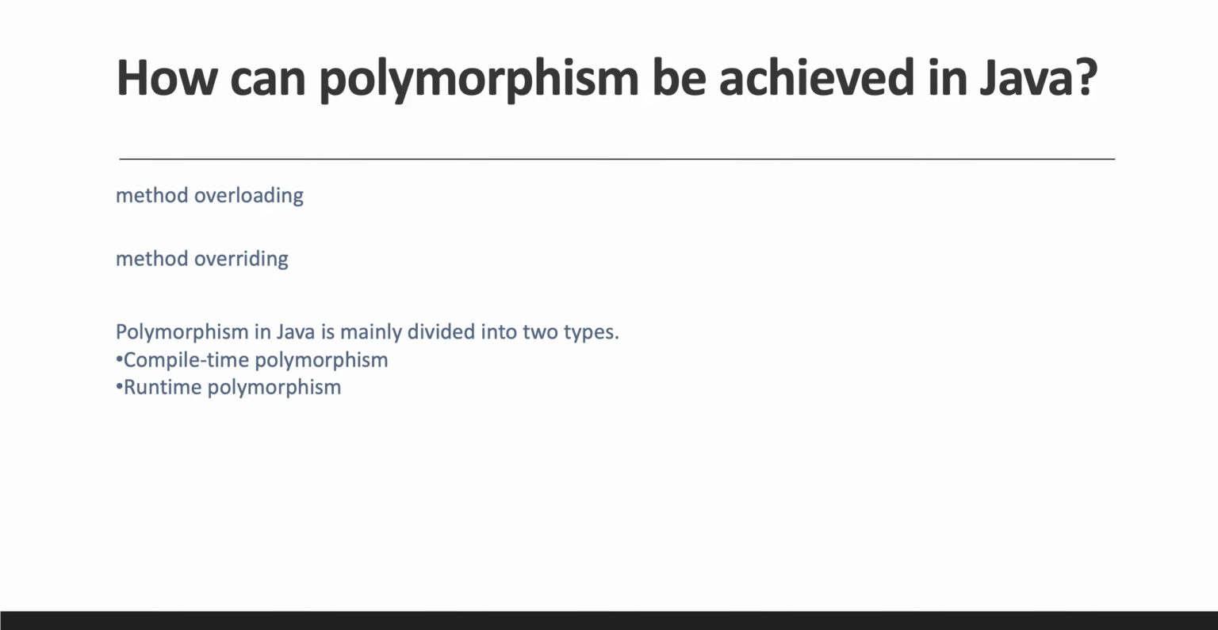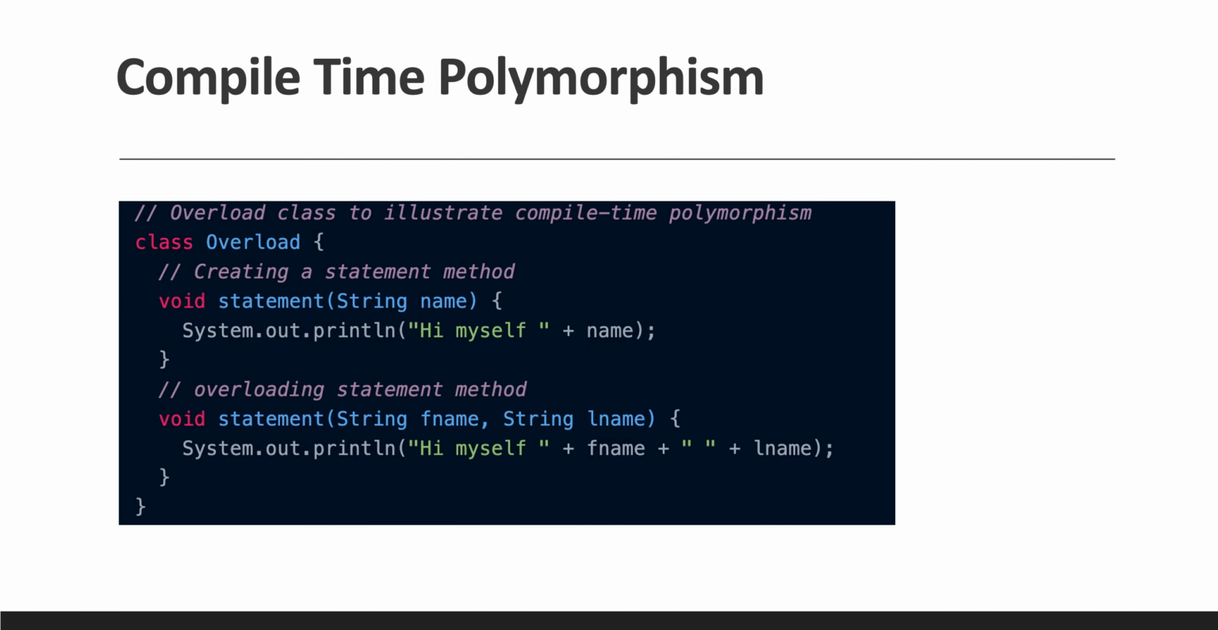What method overloading and overriding are, we will see as an overview in this video and in detail at a later point of time. Polymorphism in Java is mainly divided into two types: compile time polymorphism and runtime polymorphism. Compile time polymorphism can be achieved by using method overloading, and runtime polymorphism can be achieved by using method overriding. Let's see them one by one with the help of examples.